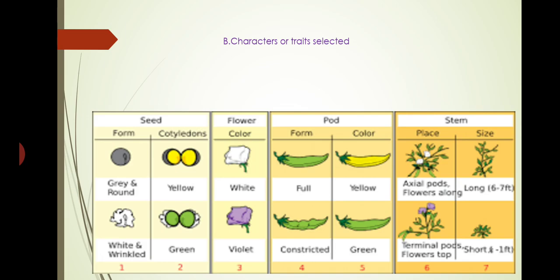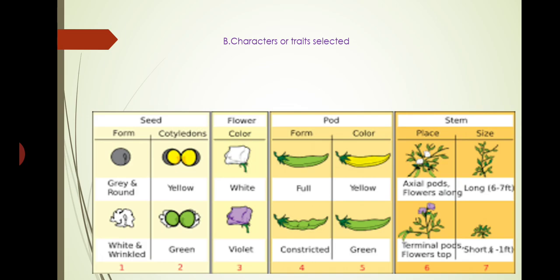Then the pod has two characters, one is the color of the pod and another is the form of the pod. The first, the color of the pod: the green coat color of the pod is dominant, and the yellow coat color is recessive. The form of pod: fully inflated is the dominant character, and constricted is the recessive character. The white color flower is the dominant character, and the violet color flower is the recessive character.